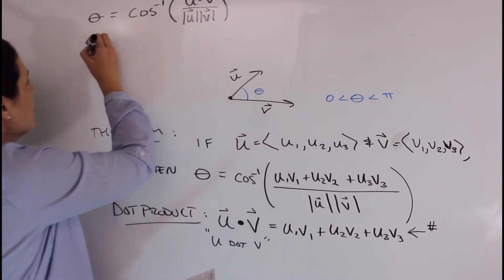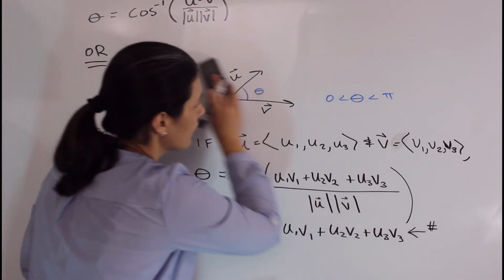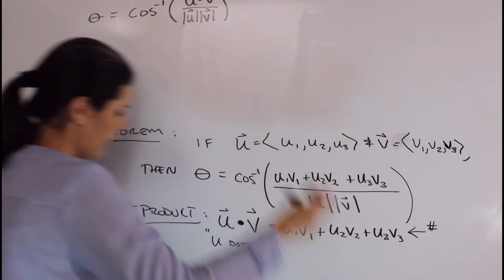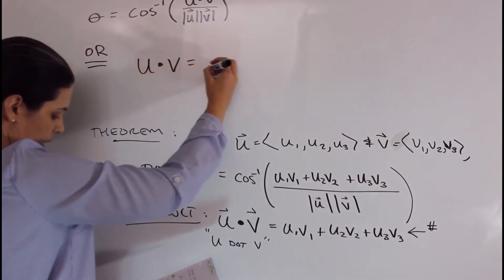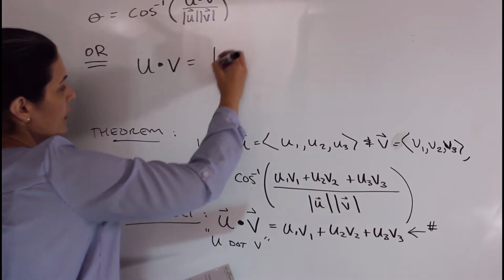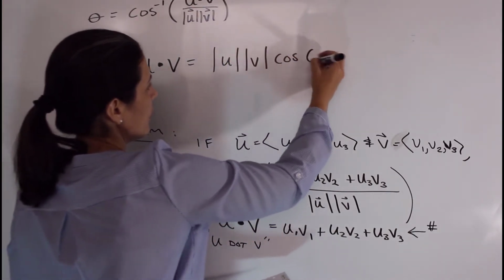There is another form that you can use. So the other form, or, another form for this, let's go ahead and get rid of that drawing. We have that u dot v can be written as the magnitude of u times the magnitude of v times cosine of theta.